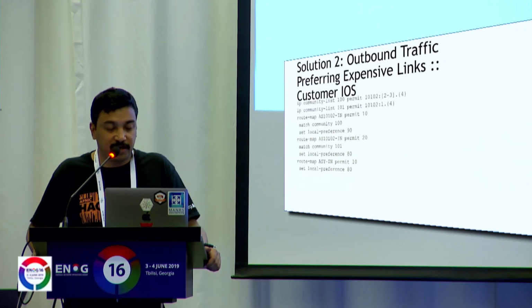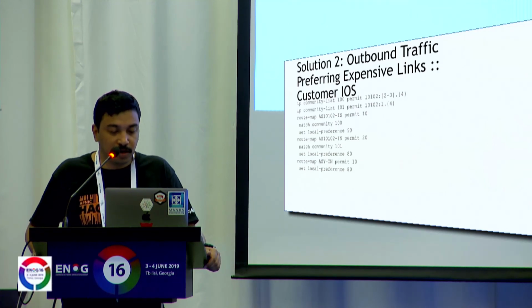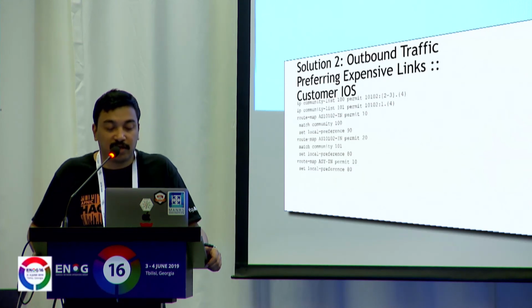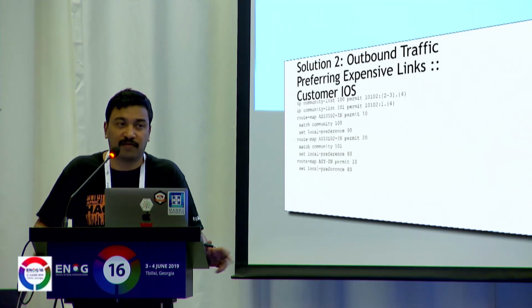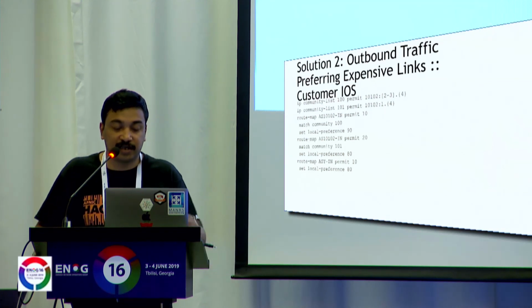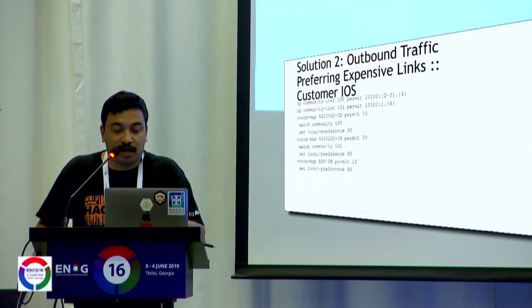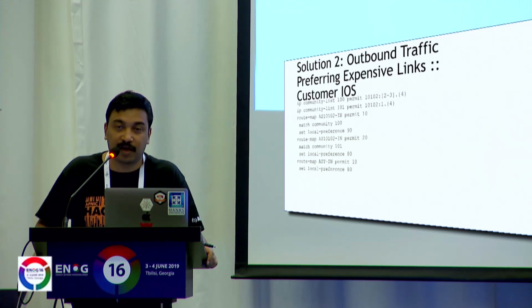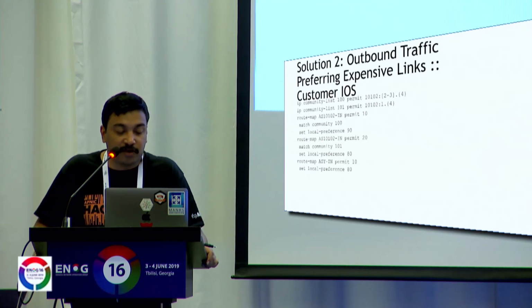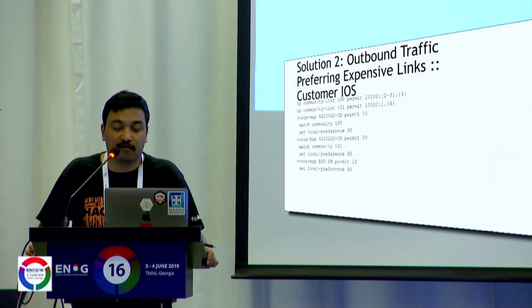On the first community list, 100, you can see we are matching a BGP community with 10102: then 2-3 in square braces and 4 in curly braces. If anyone has any idea about regular expressions, you can get it. If not, let me explain. In the square braces, 2-3 means the first digit can be either 2 or 3, followed by 4 numerical digits. And for community list 101, that is 10102:, the first digit is definitely 1, followed by 4 numeric digits.